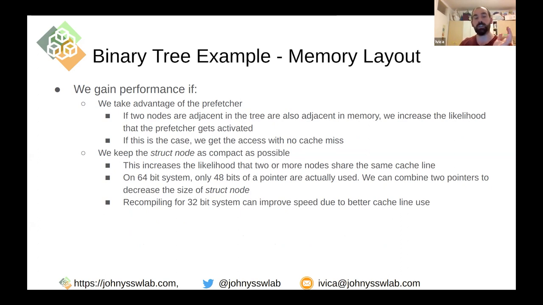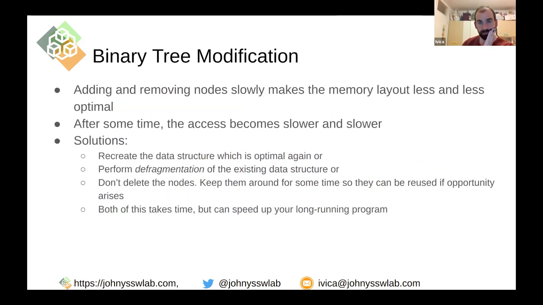We need to keep struct node as compact as possible. If we recompile it for a 32-bit system, we can improve speed due to the better cache line use. In 64-bit systems, only 48 bits inside the pointers are actually used, which allows you to merge two pointers and decrease the size of the structure. This actually has an impact on performance because it will decrease the size of the structure by 4 bytes. And if the structure is small, as our case was, this will make our program faster.